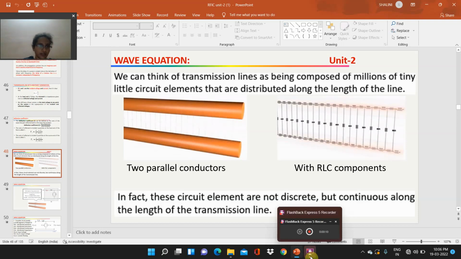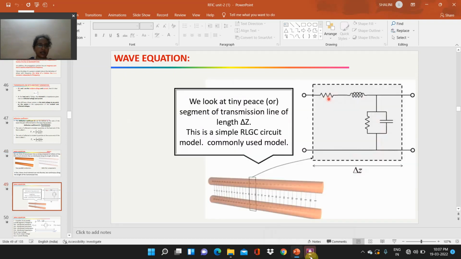Okay friends, good evening. Today again we are going to discuss the wave equation. We can think of transmission lines as being composed of millions of tiny little circuit elements that are distributed along the length of the line, that is, two parallel conductors with RLC components. In fact, these circuit elements are not discrete but continuous along the length of the transmission line.